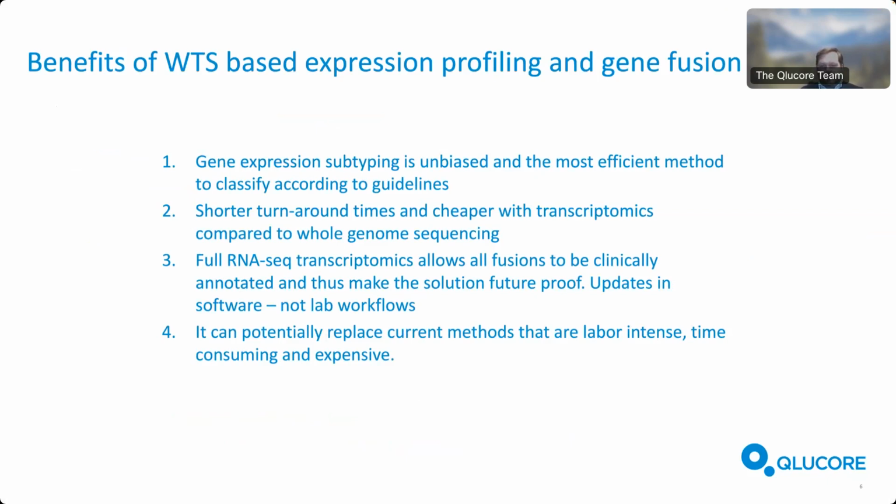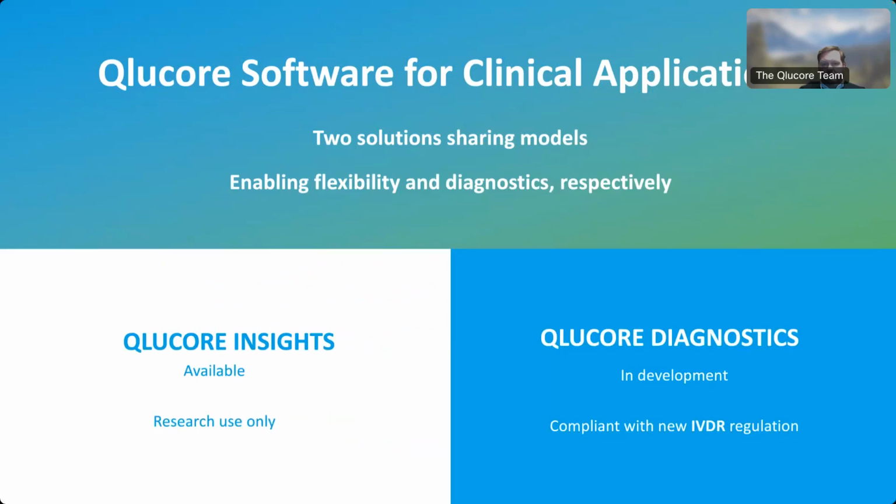But the question then is, how can it be utilized in pathology and hematology labs? And how can we go from RNA sequencing data to a classification of a tumor? And that's, of course, why we have developed our tools at Qlucore. There are software tools that automatically turn your RNA sequencing data into clinically relevant results. And I will come back to how in a little bit.